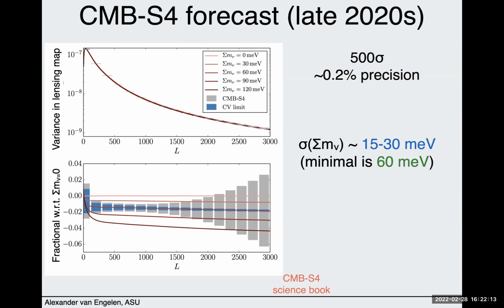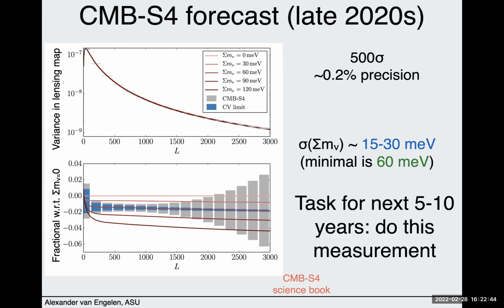This is a figure that was made for the CMB-S4 science book. And those error bars are so small, I don't know if you can see them. These gray error bars are so tiny that you can't really see them. So instead, we have a zoom in on the bottom panel showing you the error bars in gray, the precision with which this power spectrum will get measured, against different predictions for the neutrino mass. And these error bars can clearly distinguish between these different predictions for the neutrino mass. So our goal for the next 5 to 10 years is to do this measurement.